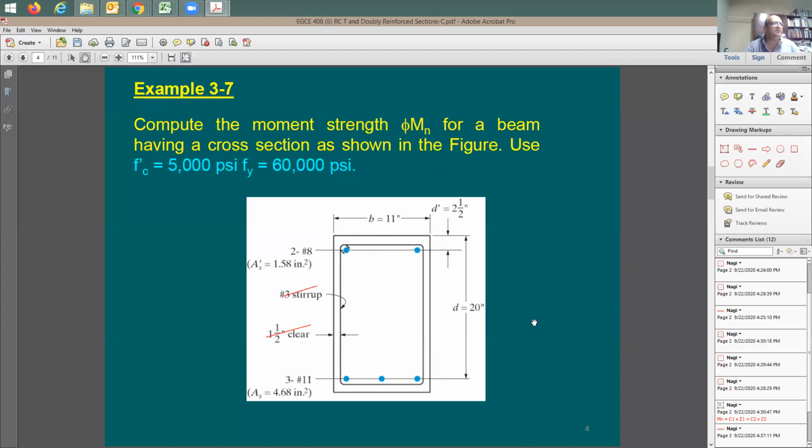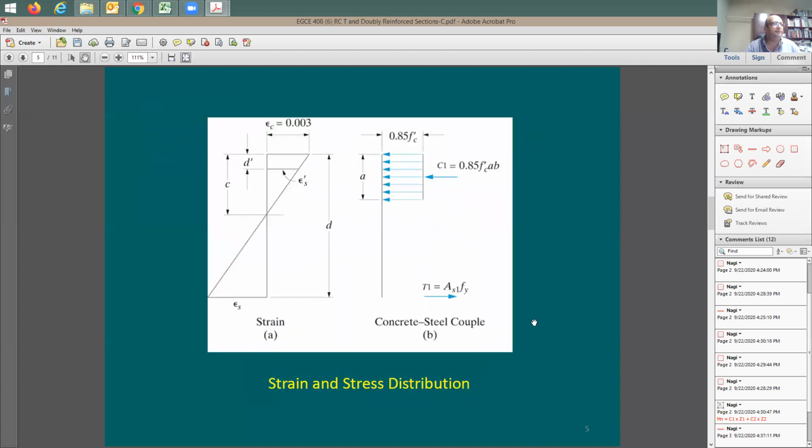Okay, let's see here the solution. Now in the solution, if I want to find out a, I need to set C equal to T. That was the only reason that I'd like to see this T1, because determining the depth a, you need to have As times Fy, and it's going to be only As1.